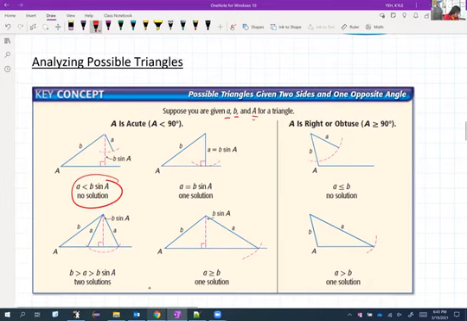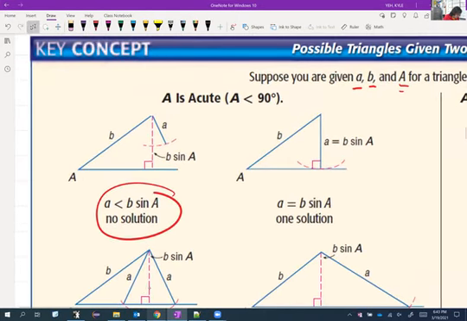And I like this picture up here because it's saying b sine A is like the height, if you will, and our a is too small. It can't reach down to the bottom. We know the angle has to be this. We know what this side length is. We know what this side length is. And there's no possible way we can reach down to the bottom.